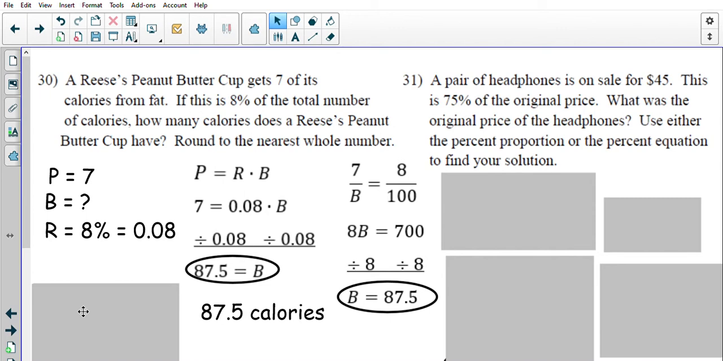I don't know. Number 31, a pair of headphones is on sale for $45. This is 75% of the original price. What was the original price of the headphones? Use either the percent proportion or the percent equation to find your solution.